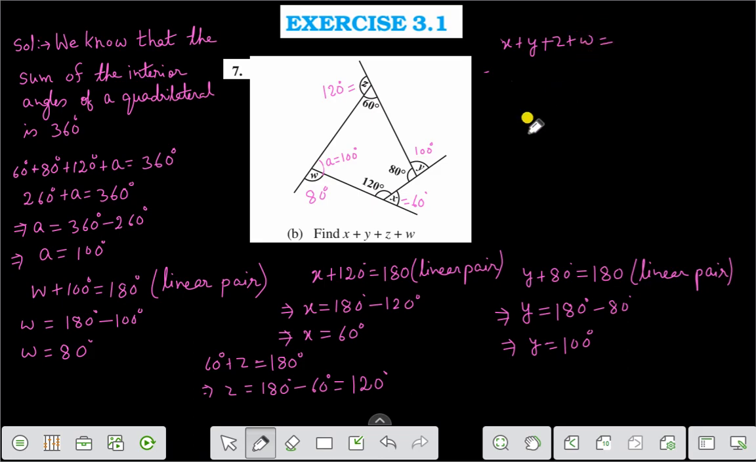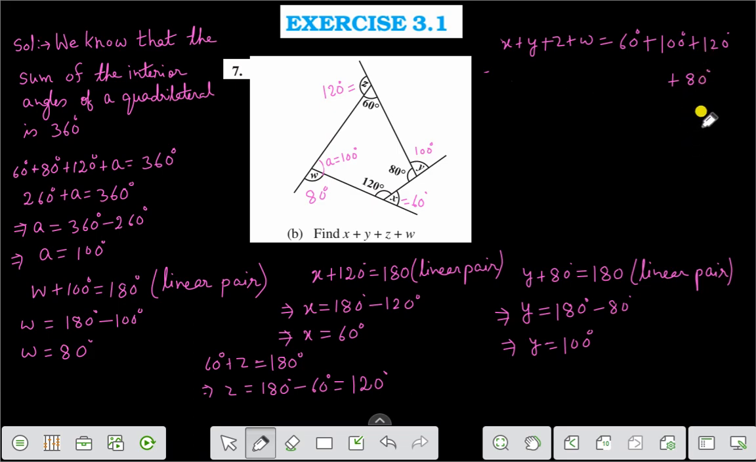Therefore, the value of x here you see is 60 degrees, plus the value of y is 100 degrees, plus the value of z is equal to 120 degrees, plus the value of w is equal to 80 degrees.